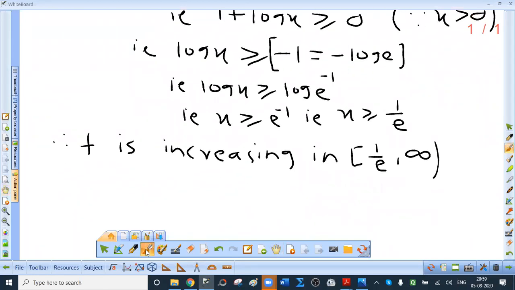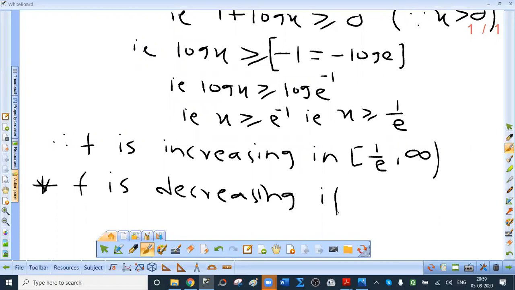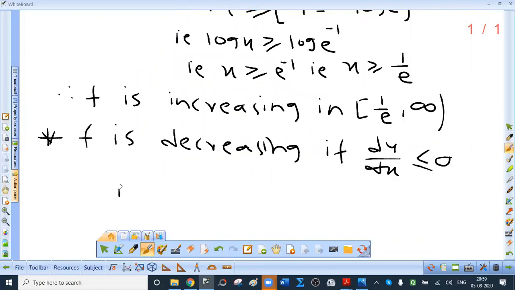So for decreasing function, I will say f is decreasing if dy/dx is less than or equal to 0. That is x raised to x into 1 plus log x less than or equal to 0.